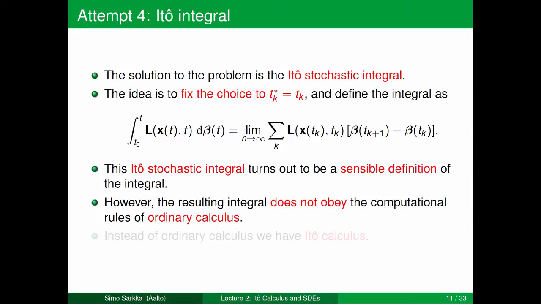However, we have the downside that the resulting integral definition does not obey the computational rules of ordinary calculus. So instead of the ordinary calculus, we will have something called Ito calculus. So for example, we will need to change the chain rule completely.